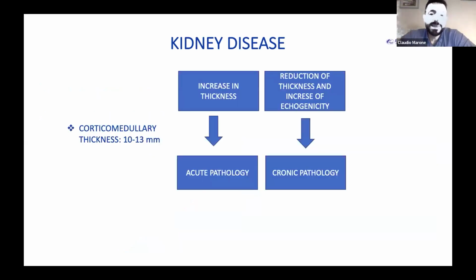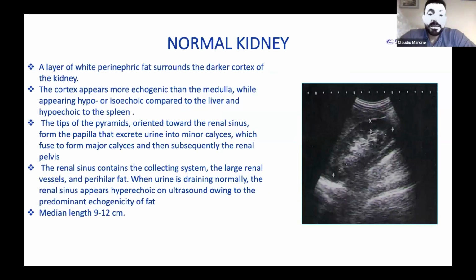And the cortical medullary thickness. So in the chronic pathology, we are going to see a reduction of thickness and increase of echogenicity. In the acute pathology, we have increase in thickness. How do we see a normal kidney? We see the layer of perinephric fat surrounding the cortex. Then we see the cortex, which appears more echogenic than the medulla, while appearing hypo or isoechoic, compared, of course, as I just said before, to the liver and the spleen.